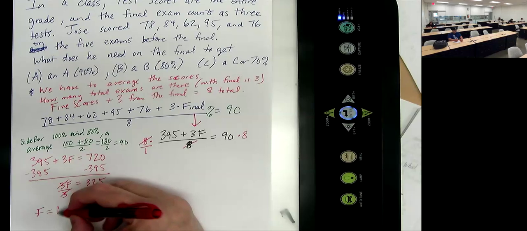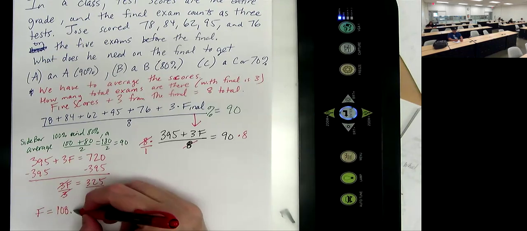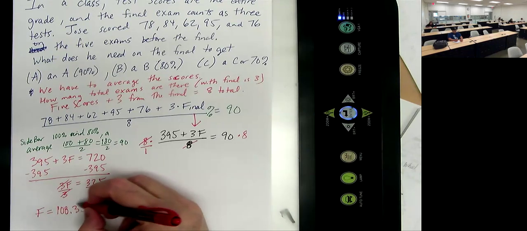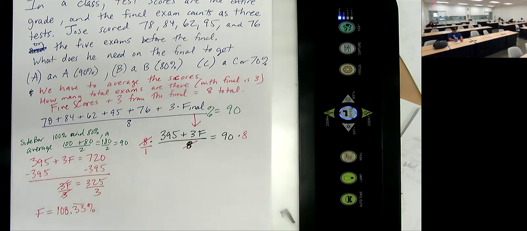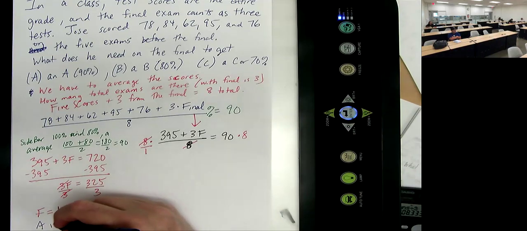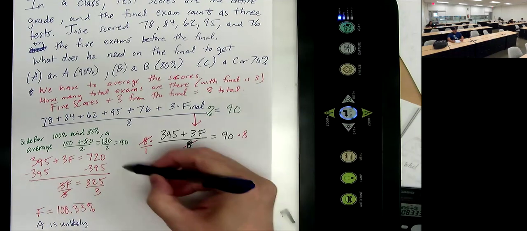Which is 108.33%. Which means unless there's extra credit on the final exam, Jose's not getting an A. Can he get a B? So A is unlikely. Let's take a look at a B.